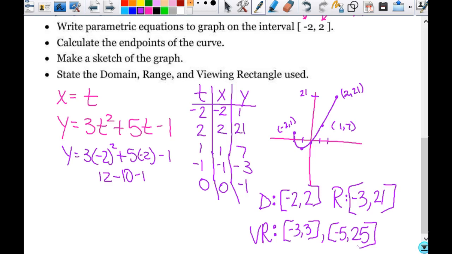Which really, we didn't have to go all the way to 25. We could have left it at 22, right? But you don't have to go in there and make it exact because it's a little bit different than domain and range, but it shouldn't be that much bigger than your domain and range, basically. We all good? Okay.